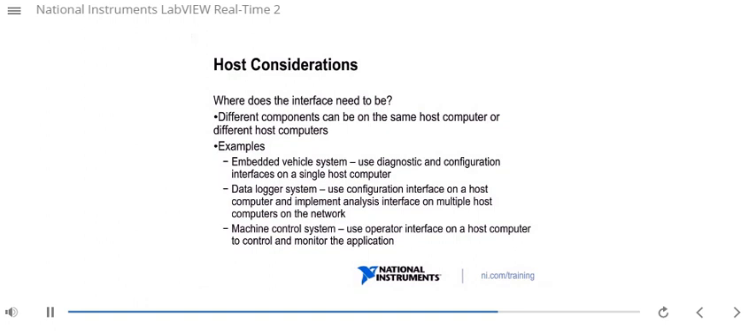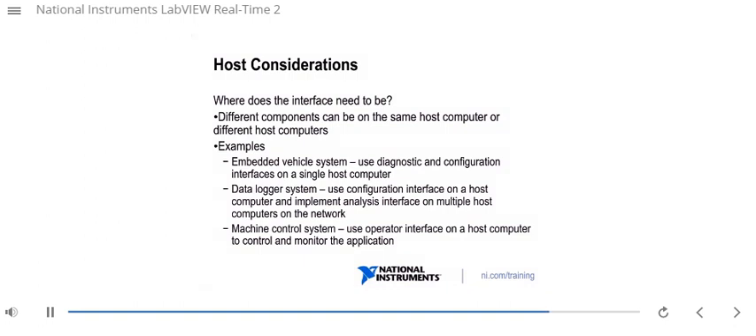A pretty common question that we receive is, where does this interface need to be? Where should it be implemented? You may have different components on the same host computer, or you might distribute the different pieces throughout multiple computers on your network. Some examples. If you're building an embedded vehicle system, say a laptop-based data logger that connects to a compact RIO, you're probably going to want to have both diagnostic and configuration interfaces on a single machine.